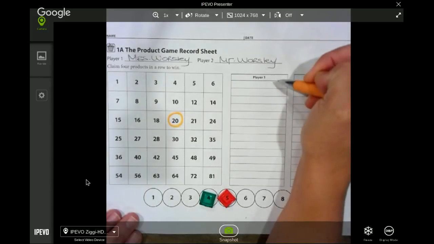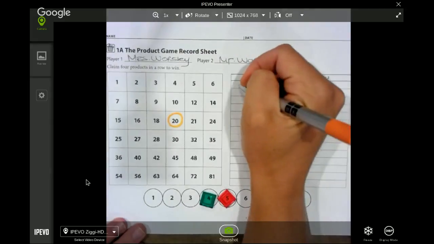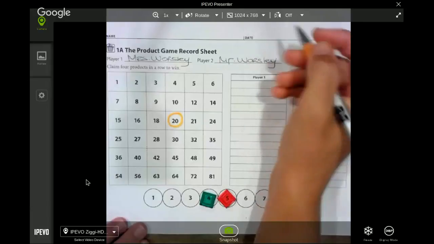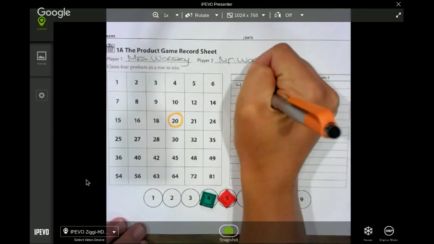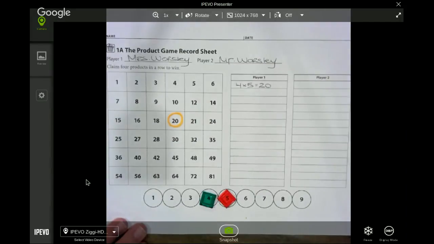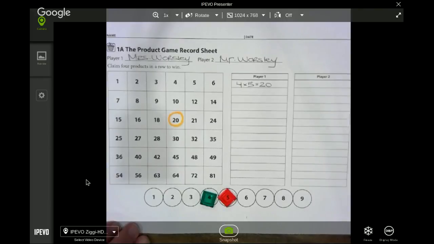Each player writes each equation on each turn. Okay, remember an equation involves an operation and an equal sign. Okay, so I know that 4 times 5 equals 20. That's my turn. Okay. Now, player 2, or Mr. Worsley, he only gets to move one of the factors to get a different product where he would like to try for 4 in a row.